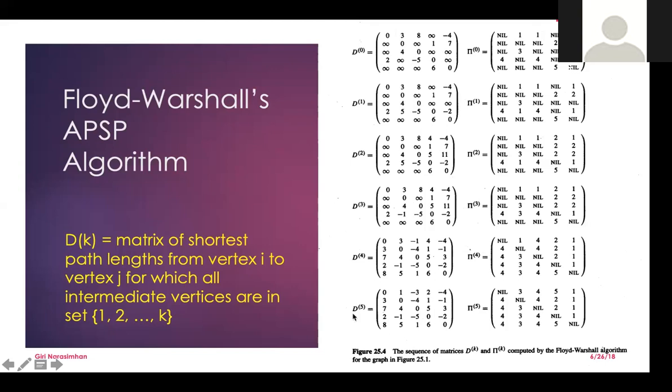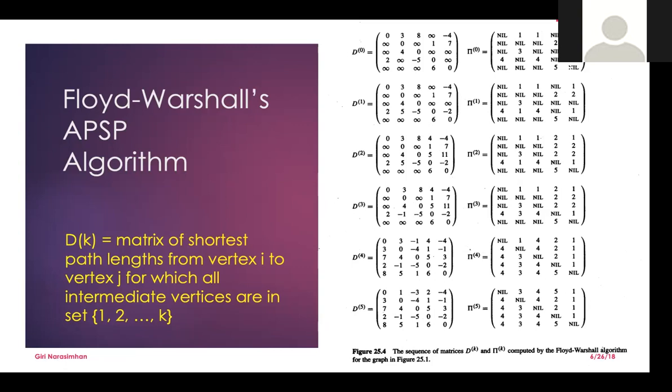And what you want is D super 5, which is the matrix of shortest path lengths from vertex I to vertex J for every such pair for which you're allowed any intermediate vertices you want. Because remember, K is equal to N here, so we are dealing with a graph with N vertices. So when you get to D of 5 for this particular graph, you are going to try all possible paths. And so you will get the genuine shortest path length in this matrix.